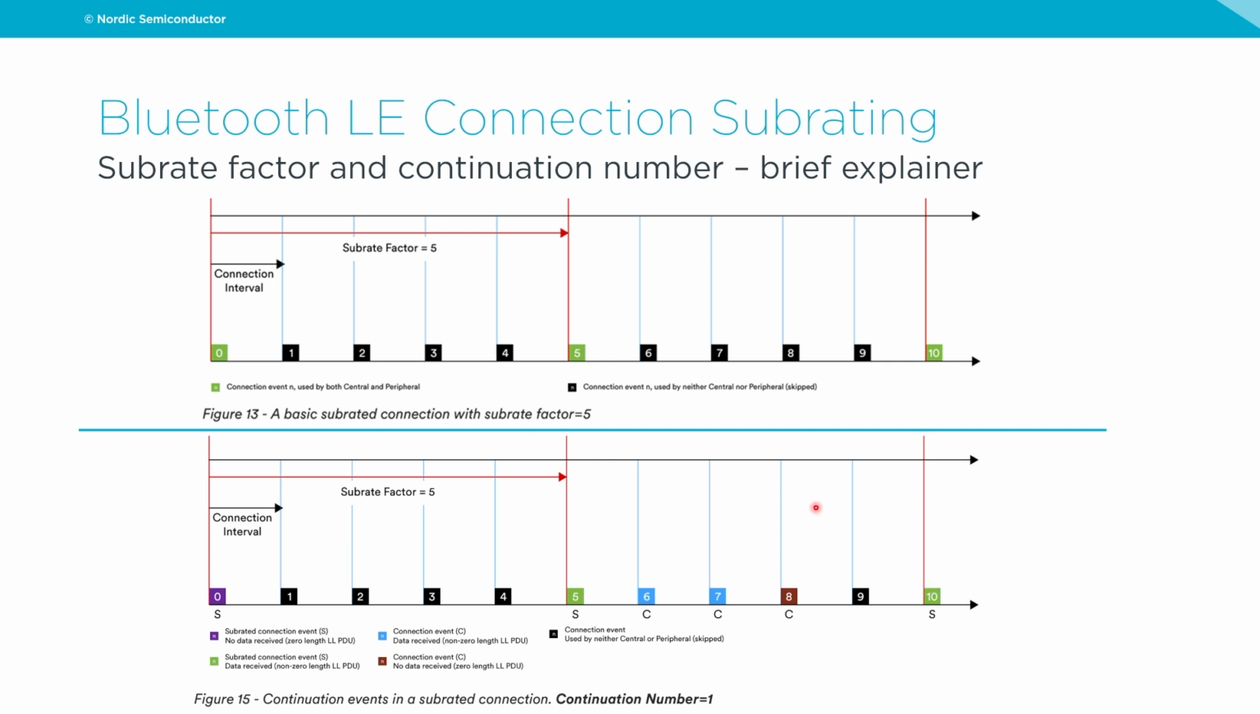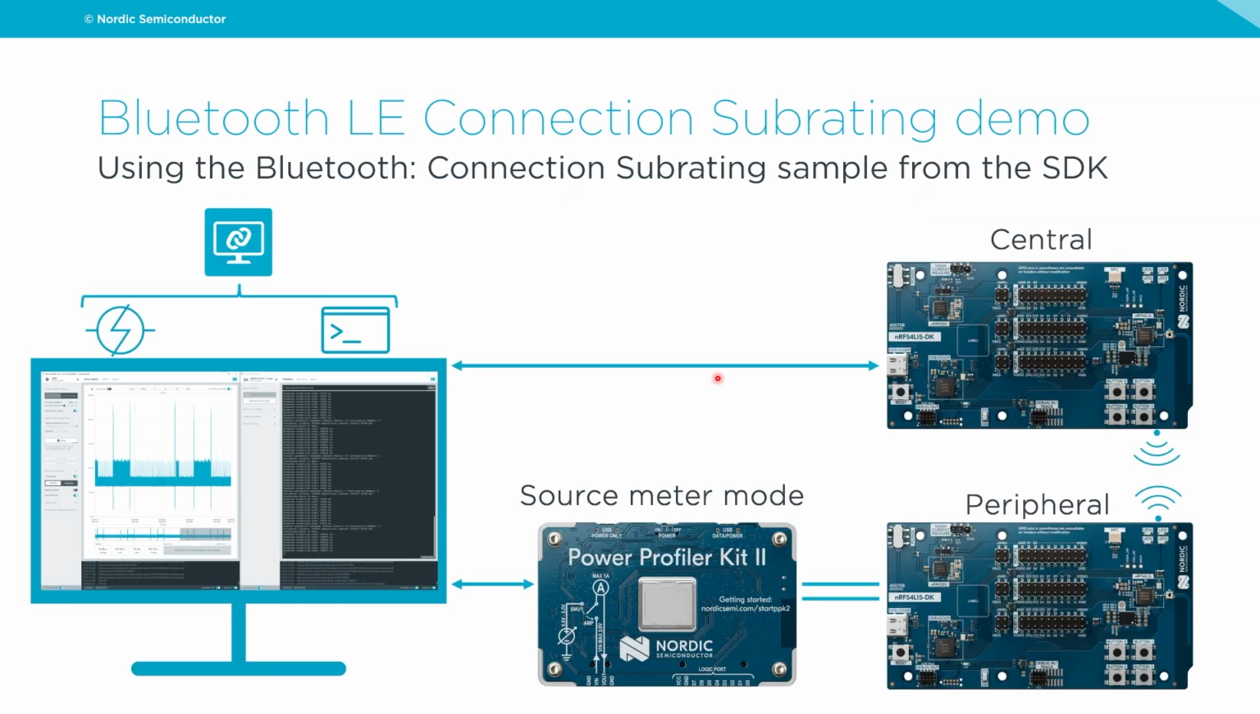And yeah, so I'll show you now how that works in practice with the nRF54L15 DK, together with the subrate factor, the connection subrating sample from the SDK. So let's hop over to the demo. For the demo, I'll be using 2 kits. One will be operating as a central, and one will be operating as a peripheral.